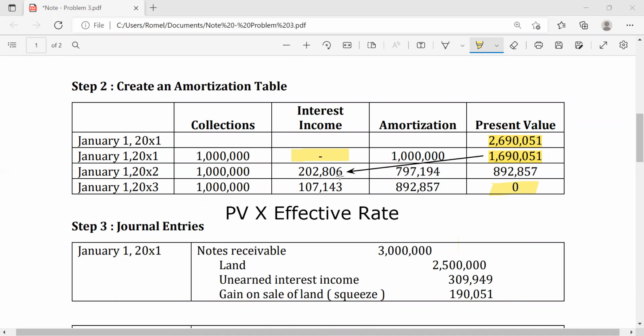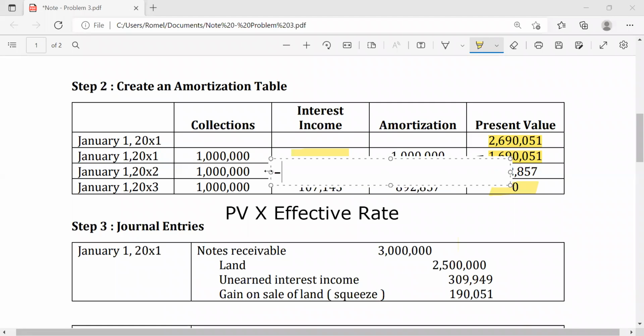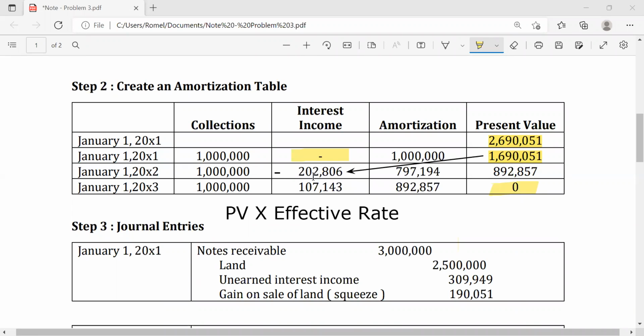And then, what will we do dito sa 202,806? We will deduct this by 1 million pesos. So, kung ano yung difference ng 1 million pati ng 202,806, that will be the amortization. And how much is the amortization? It's 797,194. So this is the amortization.